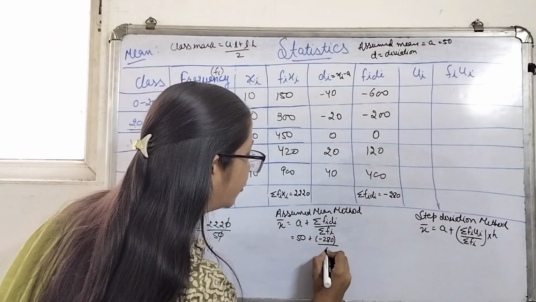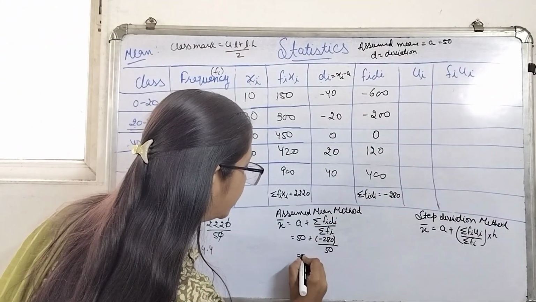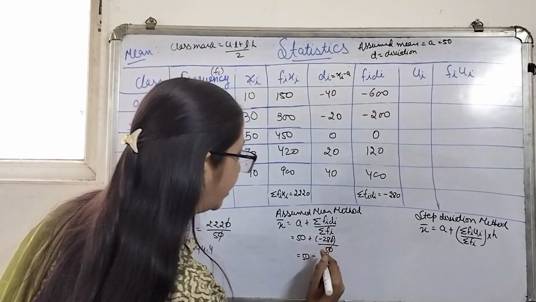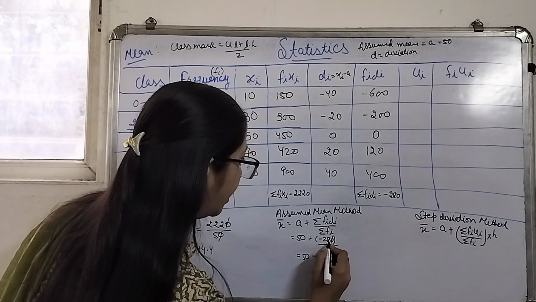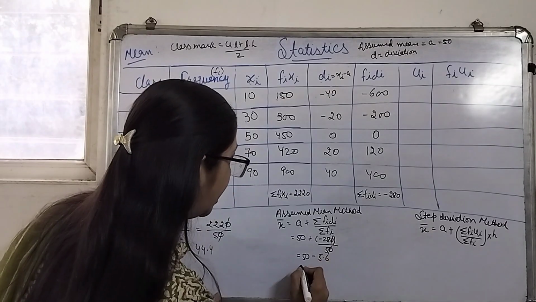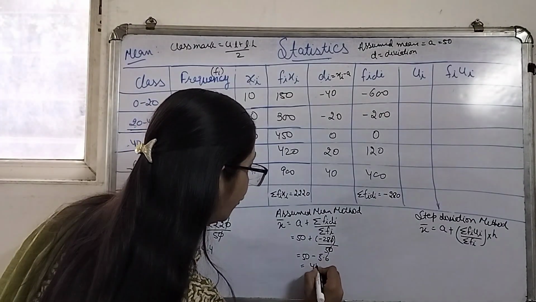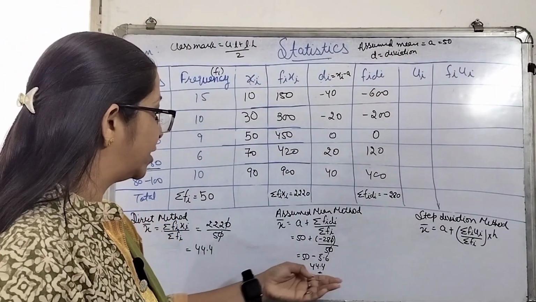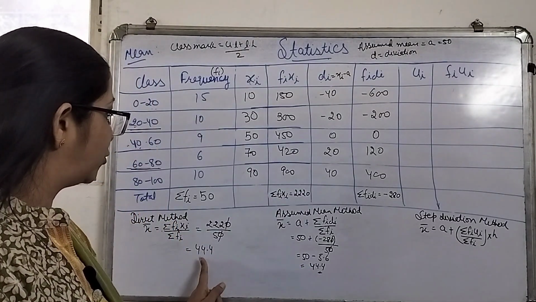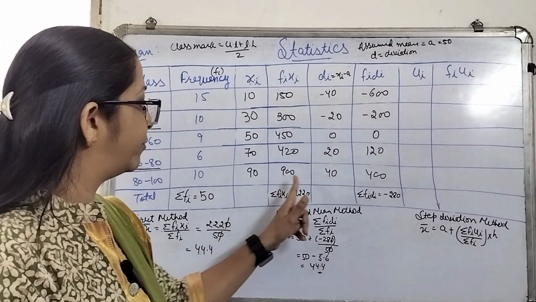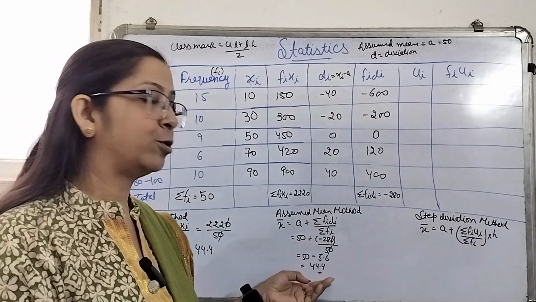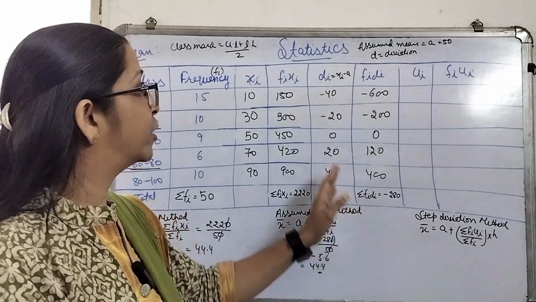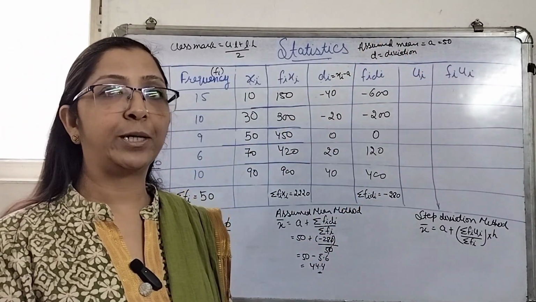If we solve it further, 0 is going to cancel, plus minus will become minus, 280 divided by 50 is 5.6, and 50 minus 5.6 will be 44.4. This will be the value of the mean. Over here we can see that the value from the direct method was also 44.4, and the value of the mean from the assumed mean method is also 44.4. But over here our calculation is reduced because we have taken the assumed mean as 50.